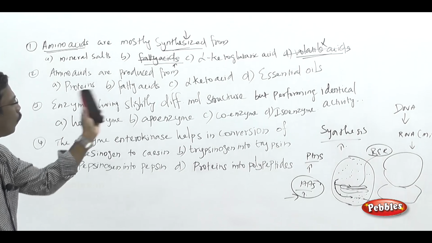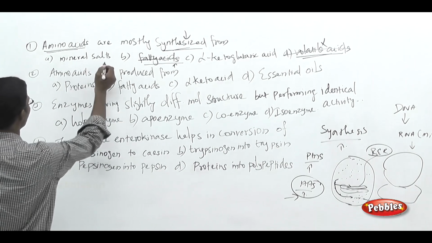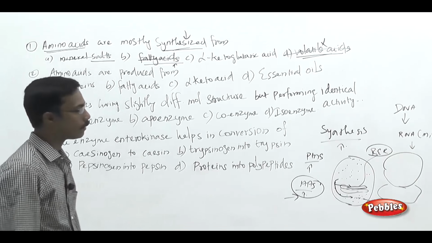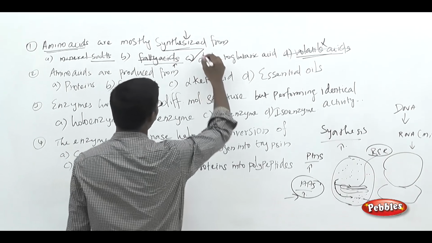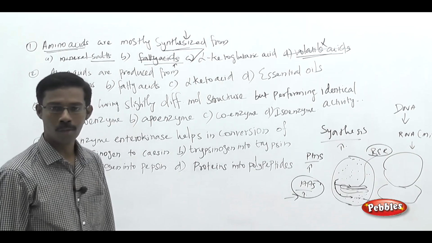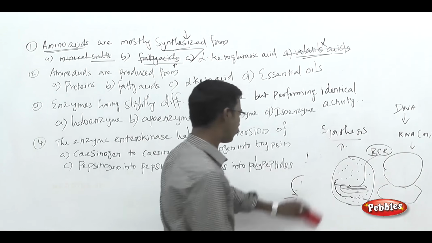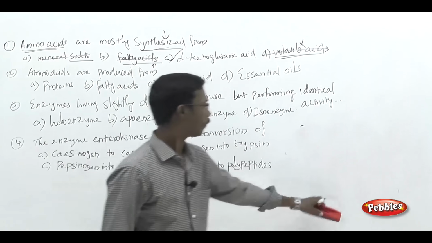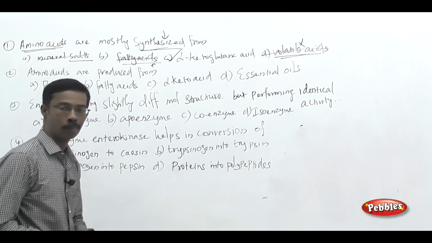Okay, so there are two other choices for you, mineral salts. There is no relationship between the salt and the amino acid. So the answer for you over here is alpha ketoglutarate acid. So I will explain something more for you for this question. So we all know, what is alpha ketoglutarate acid, and from where is it synthesized?